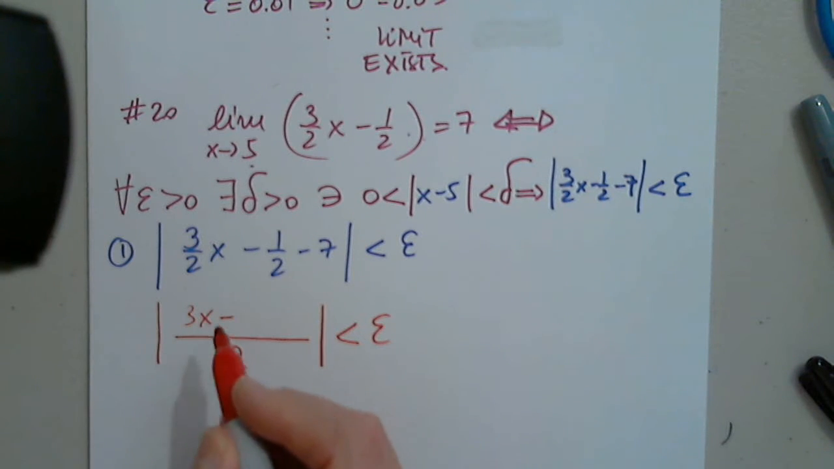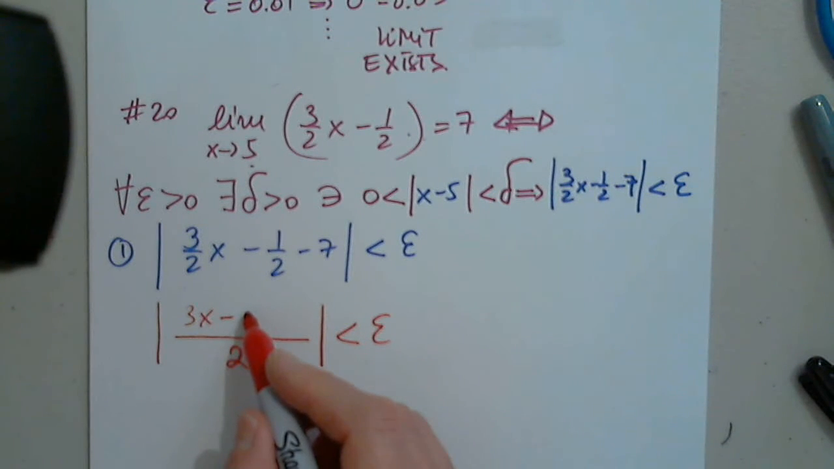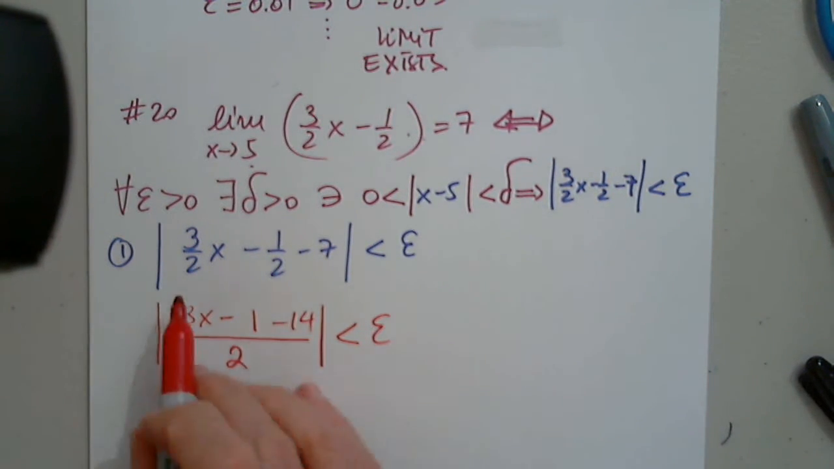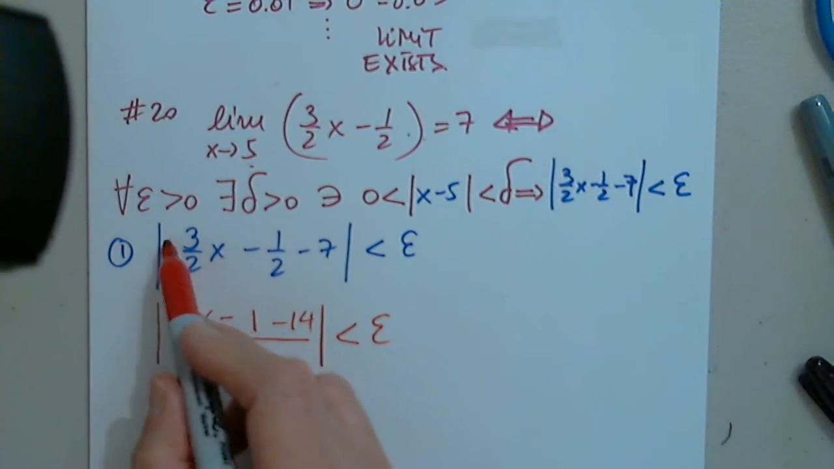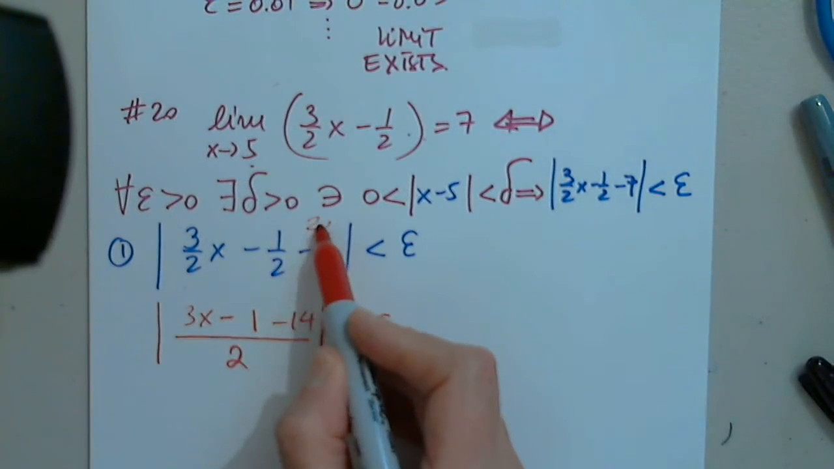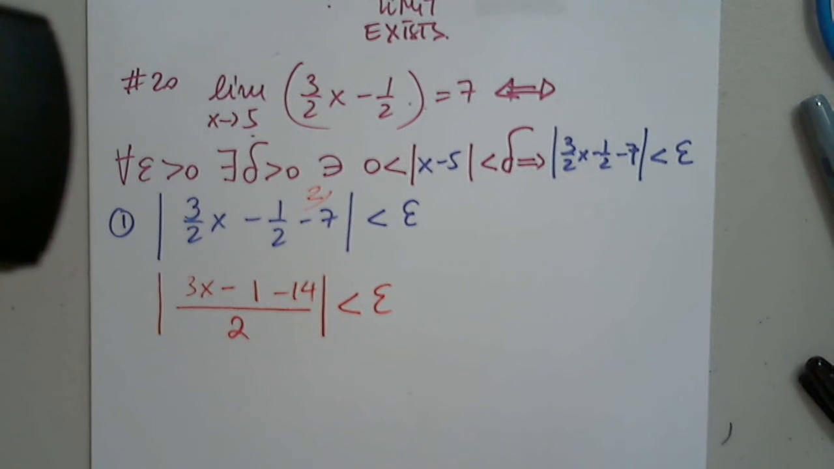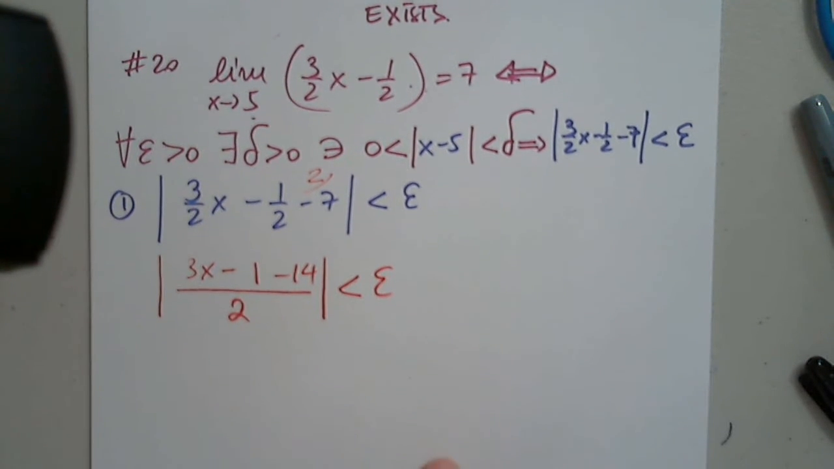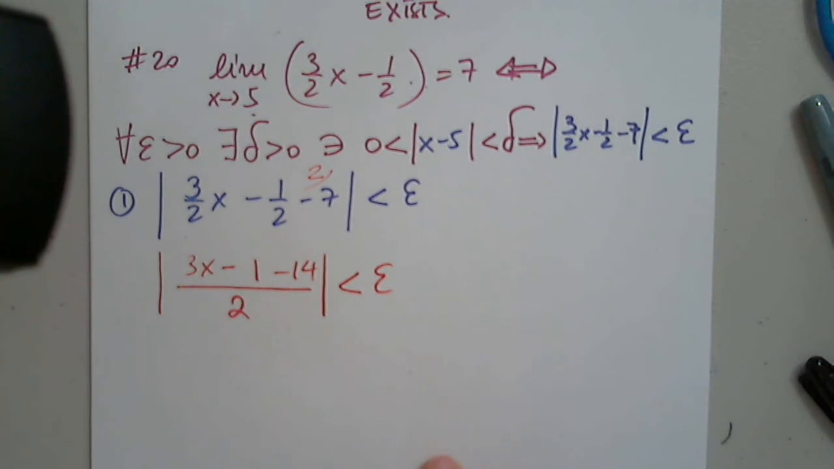3x minus 2. No, wait. 3x minus 2 minus 14. Minus 1 minus 14. I agree, because they have the same denominator. This doesn't need anything. This doesn't need anything. Only this one needs it too. Awesome. Everyone okay? Agreed? Okay, the next step, please.